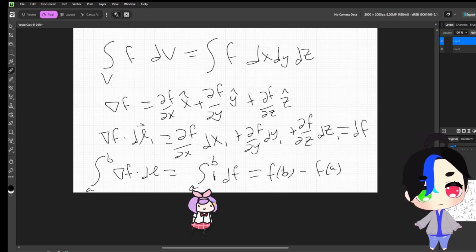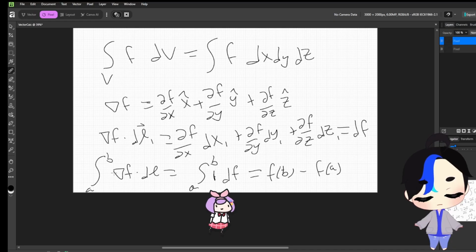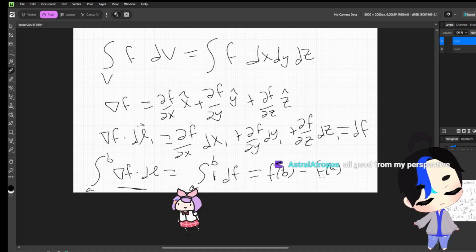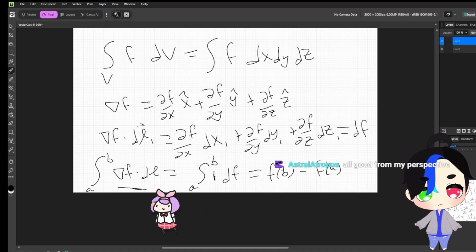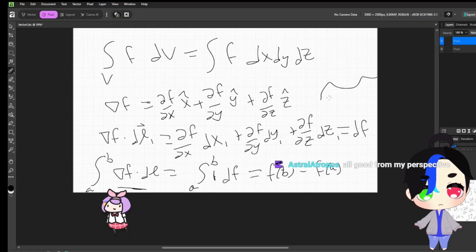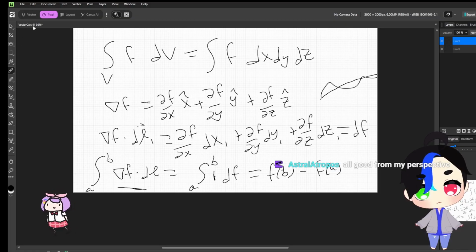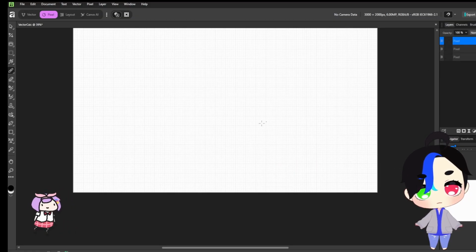So, if you'll notice, this integral ends up just equaling f at point B minus f at point A. We did not define a specific path. It could have been the squiggly path, or it could have been the straight shot. It does not matter. So, what that tells us is two things.